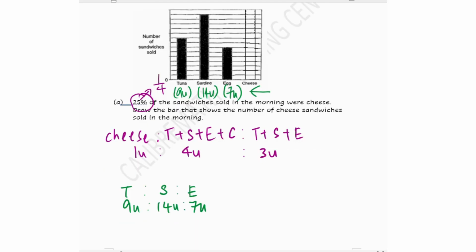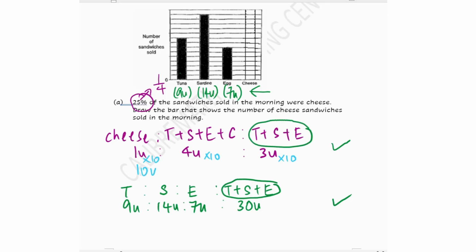Now, did you realize that there's a common group between these two ratios? By finding the total of tuna and sardine and egg sandwich, that gives us a total number of 30 units. We will be able to apply connect group to make these two ratios the same. So that gives us 10 units is to 40 units is to 30 units. Now with these two ratios being connected, you will be able to find out the number of units for the cheese sandwiches sold in the morning, by looking at this 10 units over here. So you can shade 10 units for the cheese, and so this will be the answer for part A.